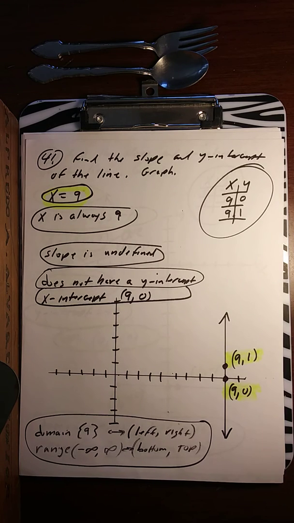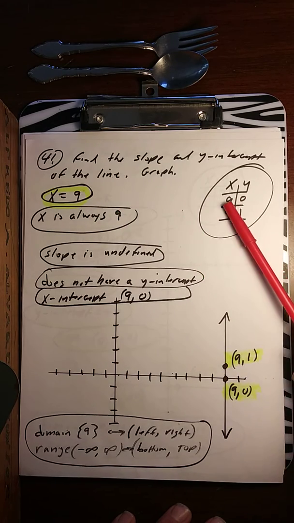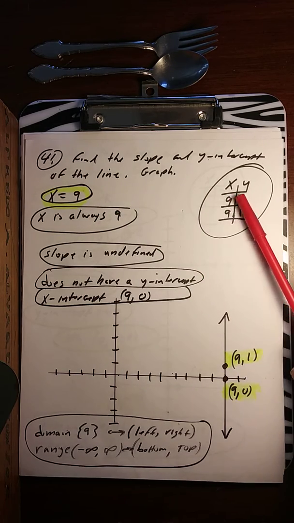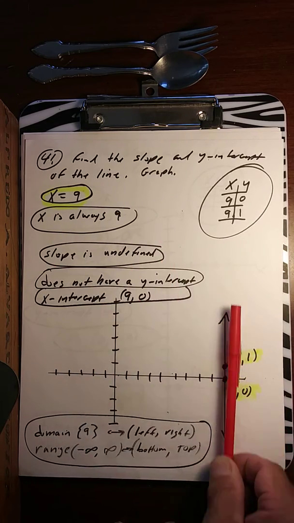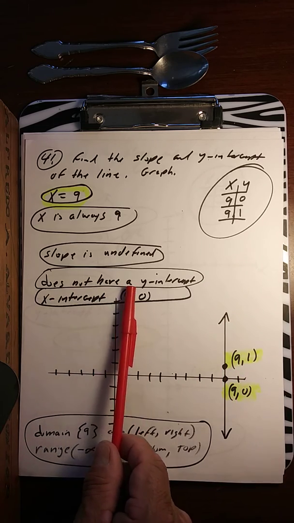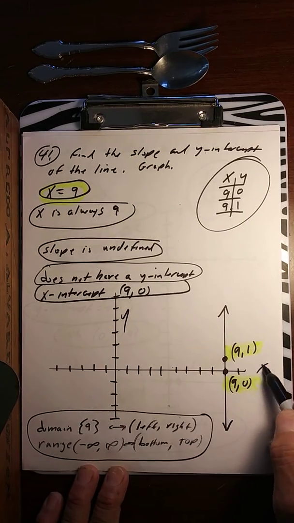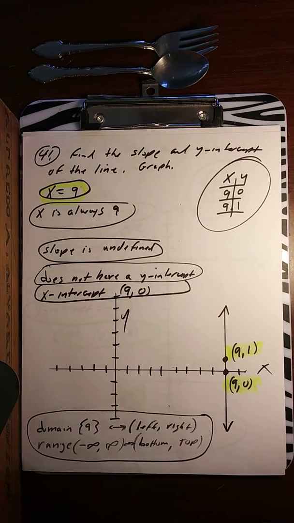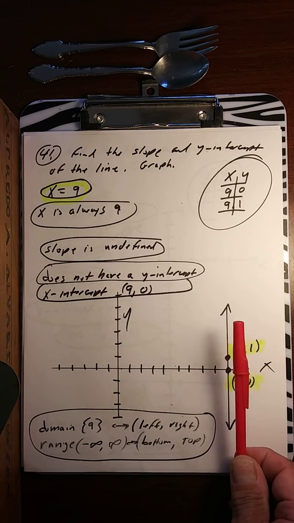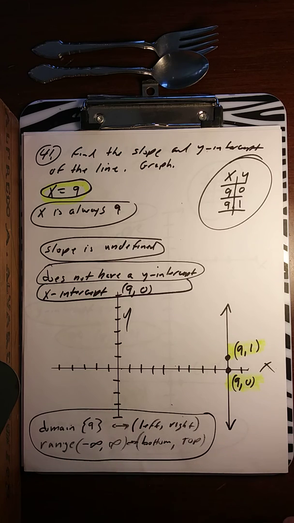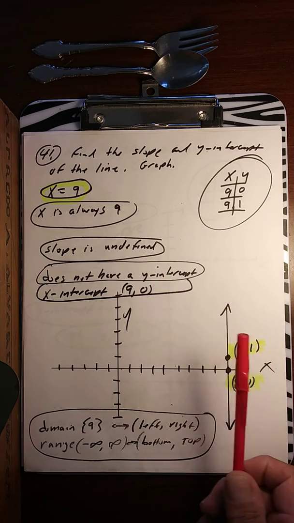Find the slope and y-intercept of the line. X equals 9. Well, it means x is always 9. 9 and 0, 9 and 1, 9 and 3, whatever you want, but it's going to be 9 always. Slope is undefined. Does not have a y-intercept. Here's the y, here's the x. Nope. X-intercept does have one at 9 and 0. Domain is 9, it's always 9. And the range is up and down, bottom and top, infinity to infinity, all real numbers. Domain just 9.